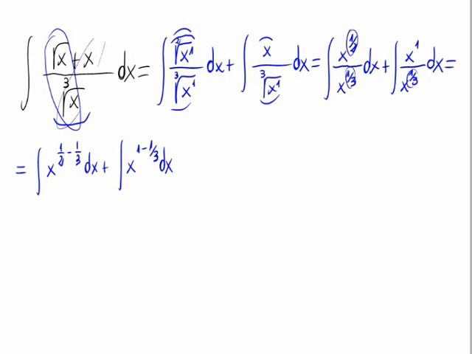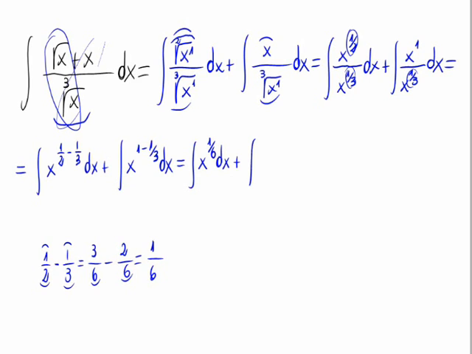Operating this, we would have the first integral is 1/2 minus 1/3. Let's do it down here. The minimum common multiple between 2 and 3 is 6. So 6 divided by 2 is 3, 3 times 1 is 3, 6 divided by 3 is 2, 2 times 1 is 2, and 3 minus 2 is 1. So we would have 1/6. The first integral would be x raised to 1/6, and the second is x raised to 1 minus 1/3, which is 2/3. That's very easy.